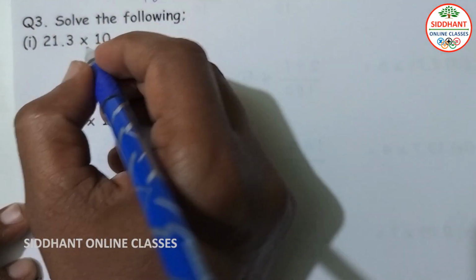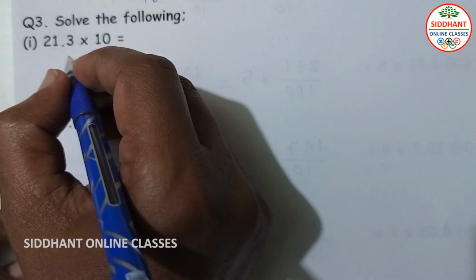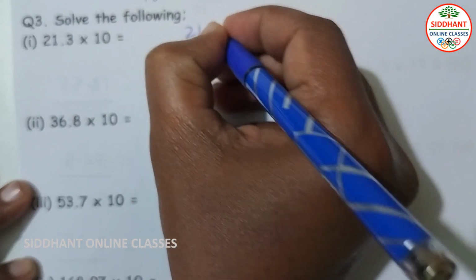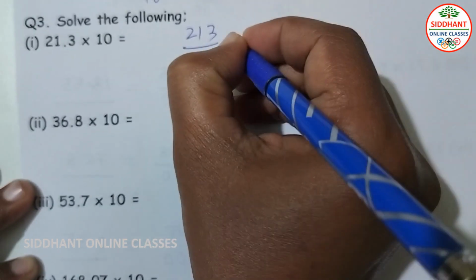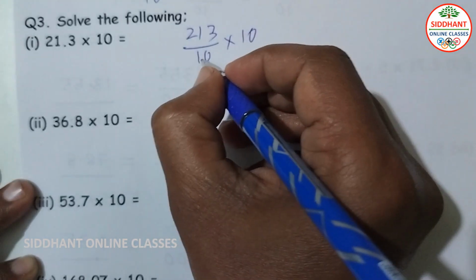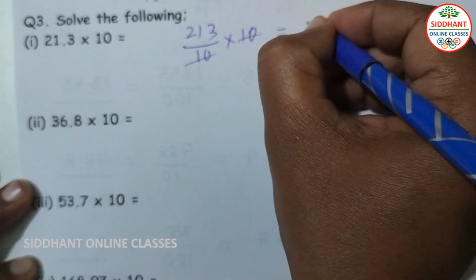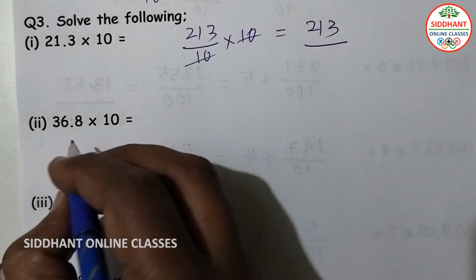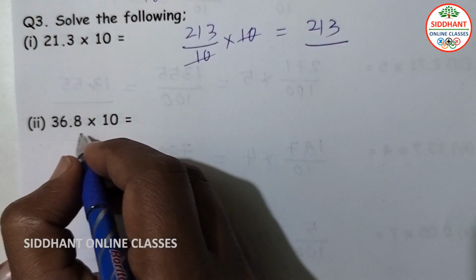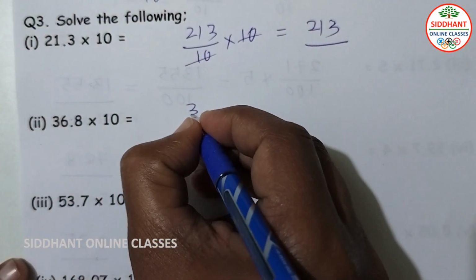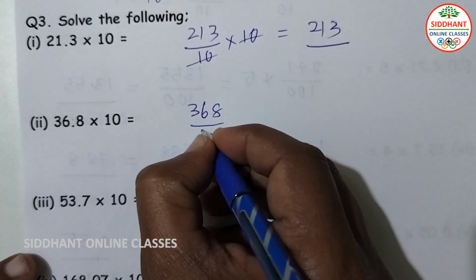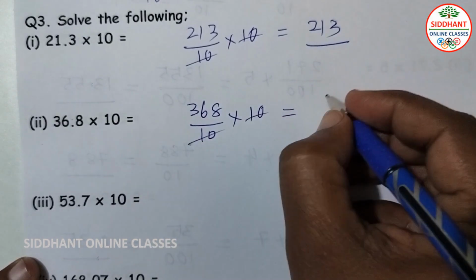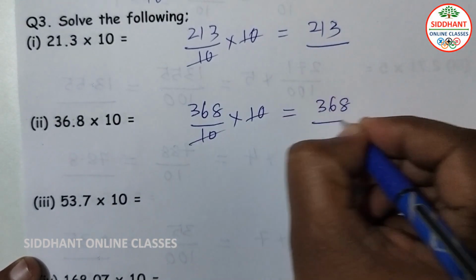Question number 3. Solve the following. First one, 21.3 into 10. So 21.3 can be written as 213 by 10 into 10. So here 10 cancel. So we get 213 here. Next, second one, 36.8 into 10. So 36.8 can be written as 368 by 10 into 10. So 10 cancel here, 368.